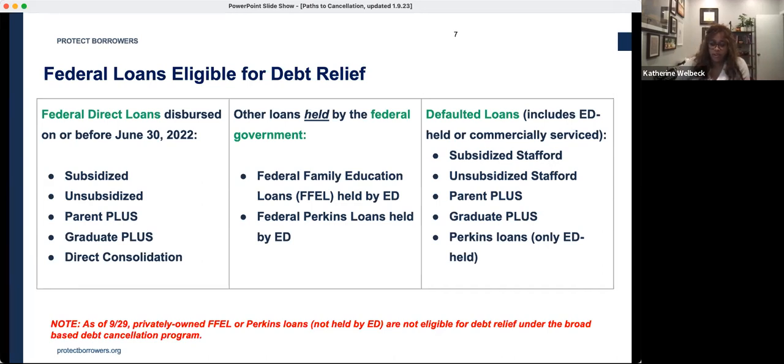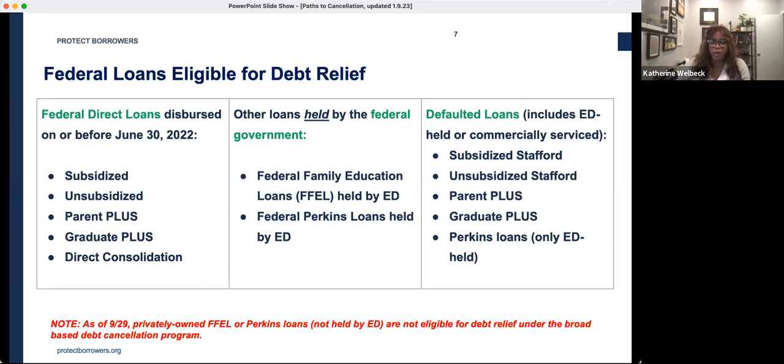So now, as you can see from the red text at the bottom of this page, as of September 29th, the Biden administration announced that any privately owned FFEL or Perkins loans that are not owned by the Department of Education are not eligible for relief under this cancellation program that is still pending through the courts. So any borrower who consolidated commercially held FFEL or Perkins loans prior to September 29th, you should be fine, again, once we get a final decision based on the court cases, but any new consolidations will not be eligible.